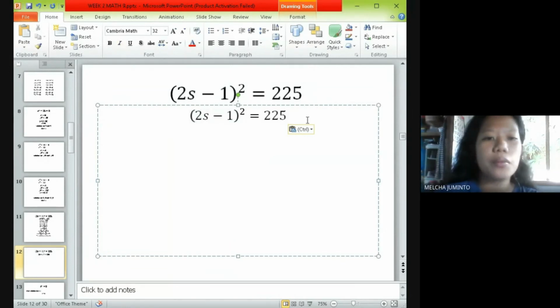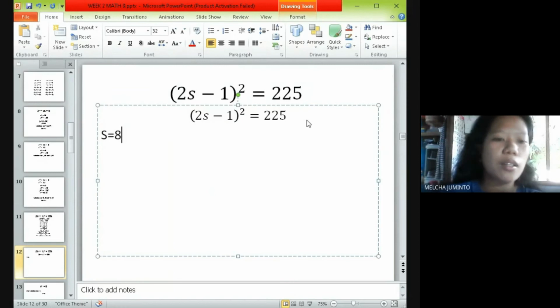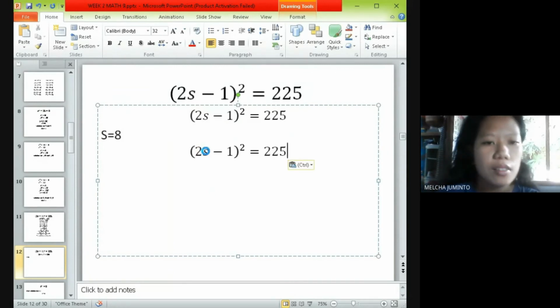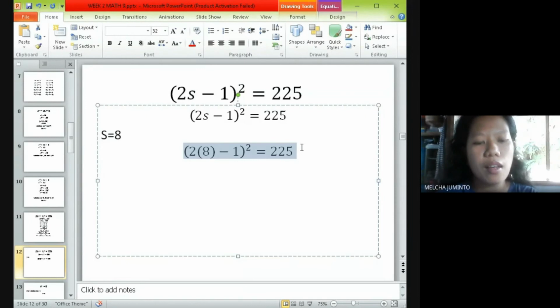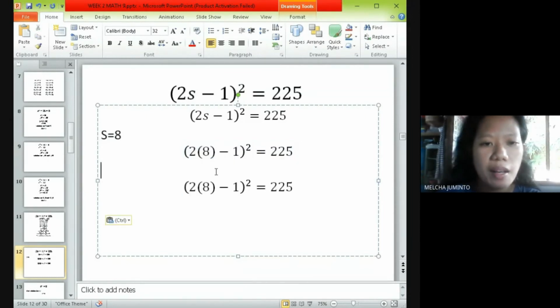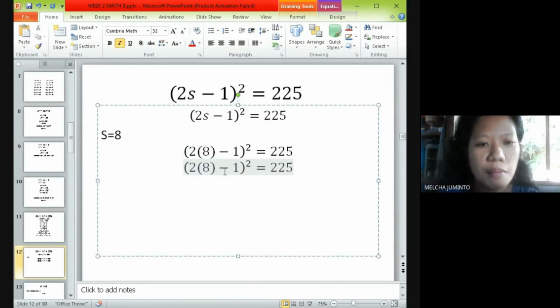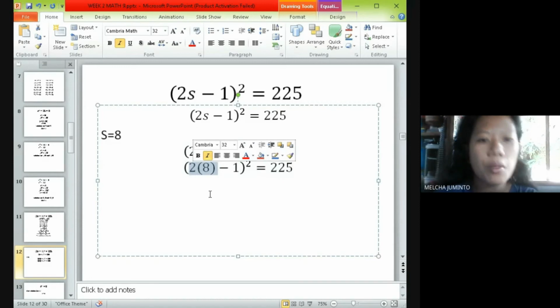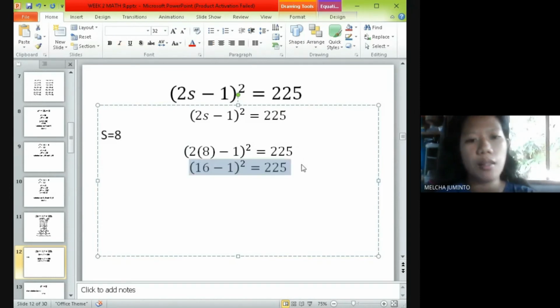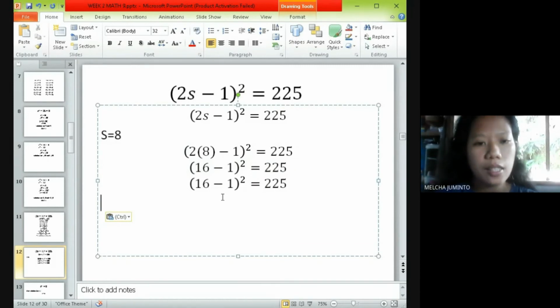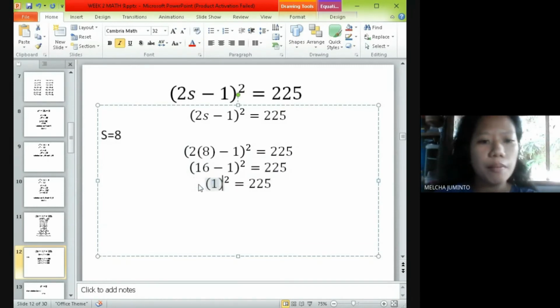Let us now check if s equals 8 is correct. To do that, just replace s with 8. If s is 8, it will become 2 times 8 minus 1 squared equals 225. Of course, we first need to multiply 2 and 8. The answer is 16. Next is to subtract 16 and 1. 16 minus 1 is equal to 15.